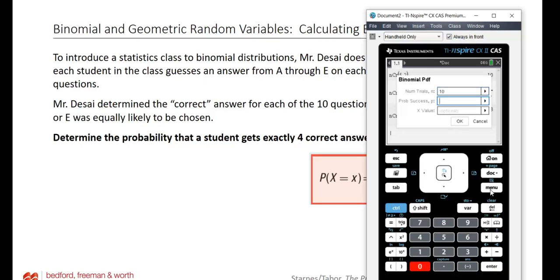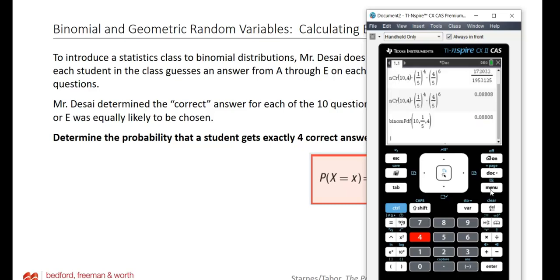P is 0.2 or 1/5, I think it was. Yeah, 1 out of 5 answers. And then X is 4. I'm just so excited about the command, I'm losing my mind here. So this is really fun. Okay, so then you do this and you press enter. So again, that's number of trials, probability of success.